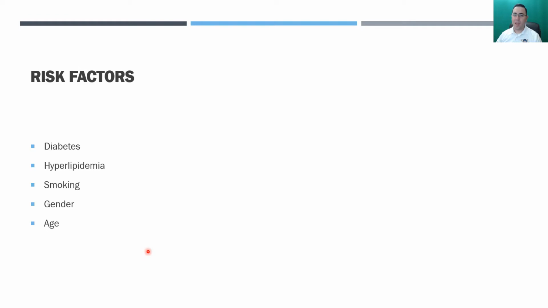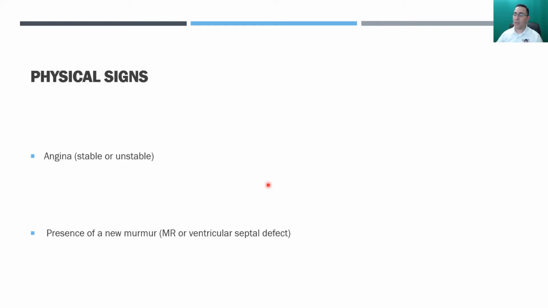Or at least for many diseases. Okay, so let me repeat this one more time. We have diabetes, hyperlipidemia, smoking, gender, and age. All right, let's move forward here to the physical signs.